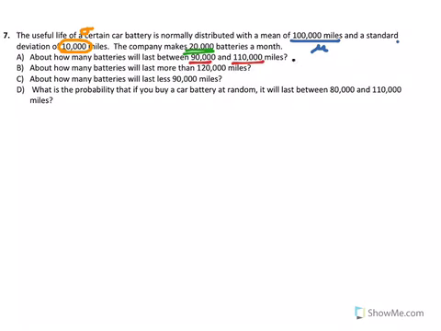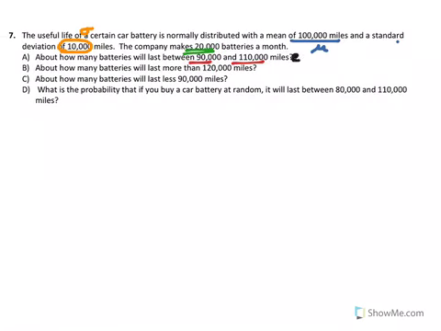So we would say, well, of the 20,000, 68% or 0.68 is going to be between 90,000 and 110,000 miles is how long that they will last. So when we multiply 0.68 times 20,000, we get 13,600. So then about how many batteries will last more than 120,000?